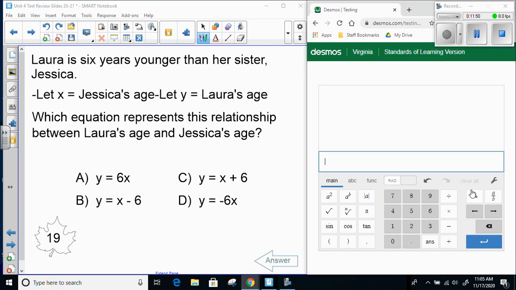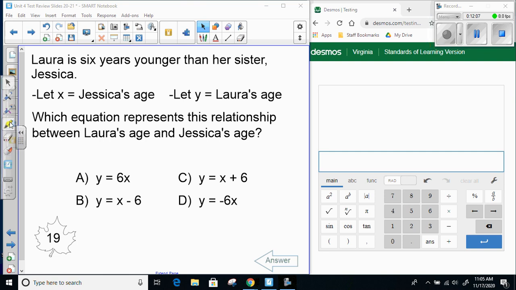All right, question 19. Laura is 6 years younger than her sister Jessica. Let x equals Jessica's age and let y equal Laura's age. Which equation represents this relationship between Laura's age and Jessica's age? So I think it's really important to point out that y is Laura's age, and Laura is 6 years younger than Jessica. X represents Jessica's age.